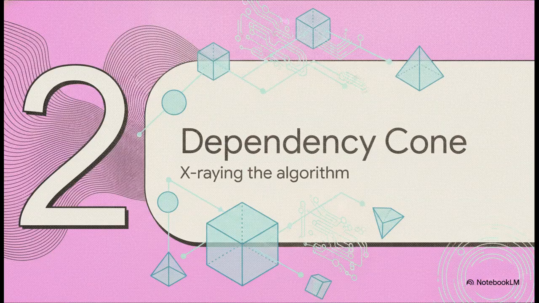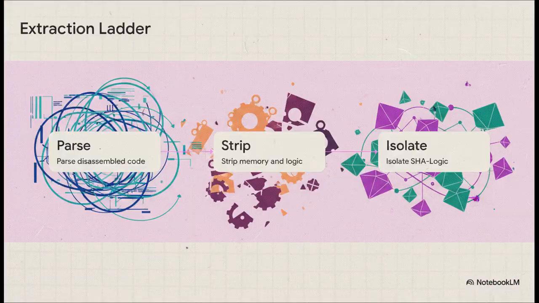Section 2. Extracting the dependency cone. So how do we get past the noise? Researchers developed a methodical, multi-layered analytical extraction ladder to systematically discard this carrier dialect and essentially X-ray the algorithm. It works in 3 main steps.